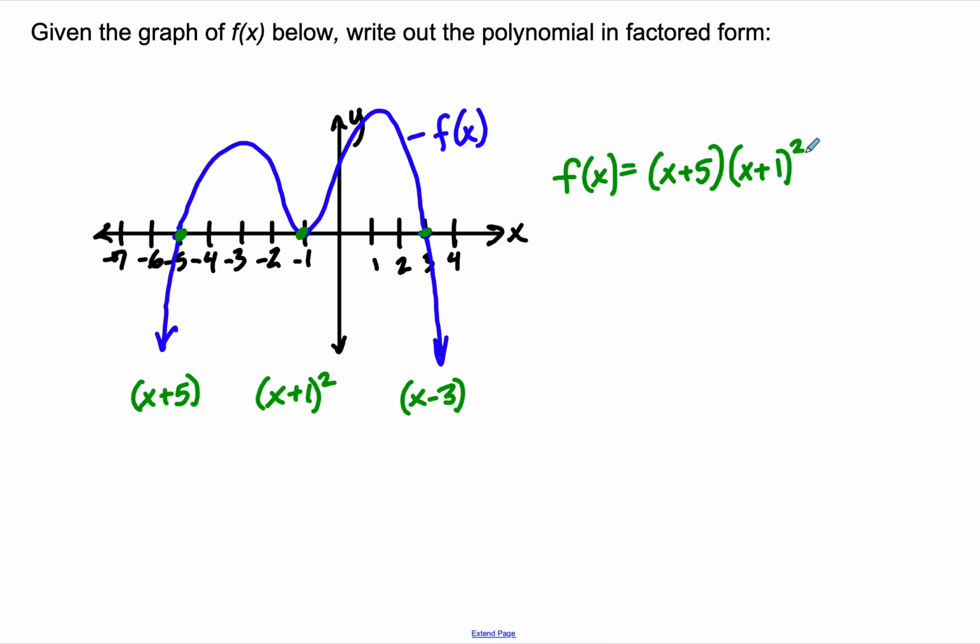But remember, you could write it in any order. I just happen to write it in order from least to greatest in terms of the x-intercepts, because that's the way we looked at the problem. But you could write this in any order because it's all multiplied together. And now you have your function f of x in factored form.